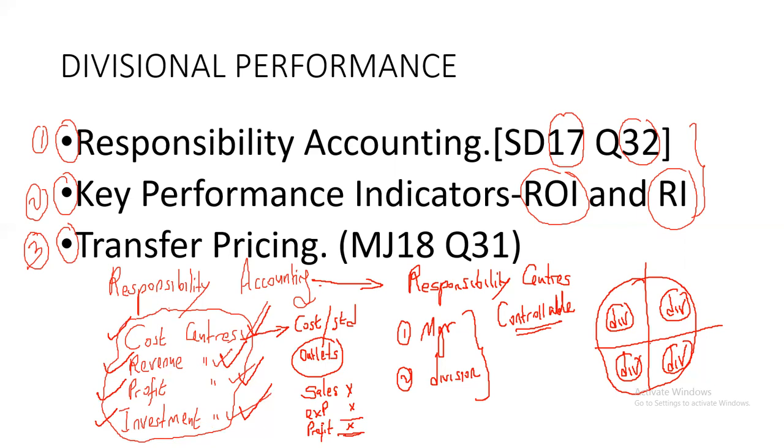Then you've got an investment center. In an investment center, the manager is answerable for a number of things. He's got the sales, he's got the costs, and also he's got assets. He's got the authority to invest. He has got a say in the procurement of assets. So the manager is responsible for the sales, for the cost, which gives him profit, and also how much he invests in the division. Now, in an investment center, how do we measure performance? Use return on investment and residual income.